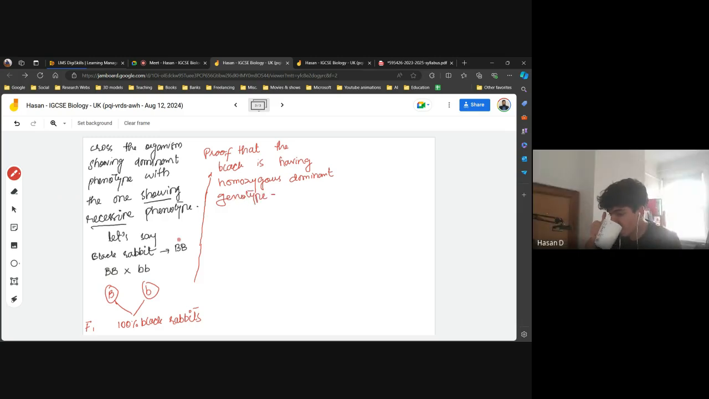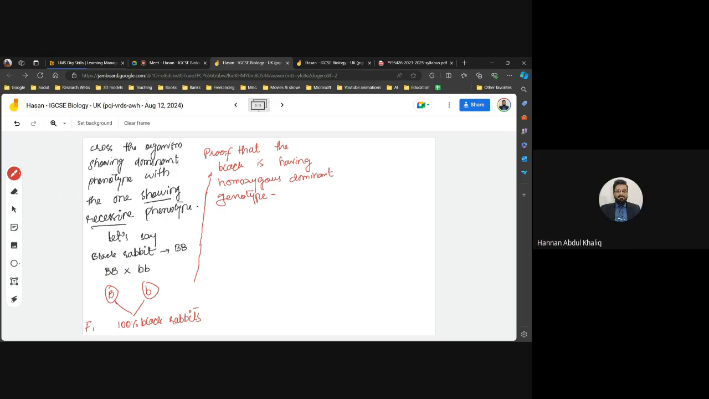Okay, let me draw the next cross and then you'll understand it better. Let's say the black rabbit had a heterozygous genotype. Now, what is our rule? To know the genotype, cross the organism showing the dominant phenotype with the one showing the recessive phenotype. So let's suppose the black rabbit is heterozygous, and we are going to cross it with the homozygous recessive one. Let's make the gametes. Because the alleles are different here, we'll show two gametes, but over here the alleles are the same, so we'll show one gamete.